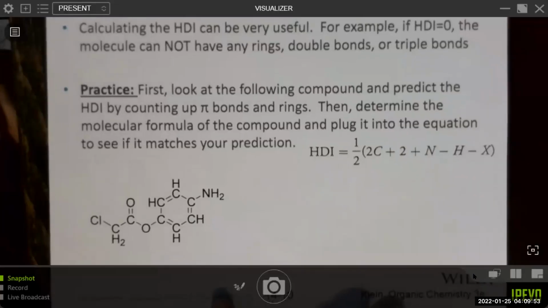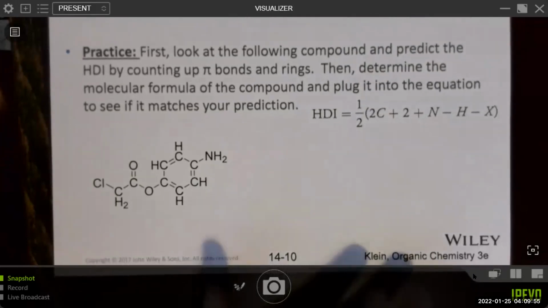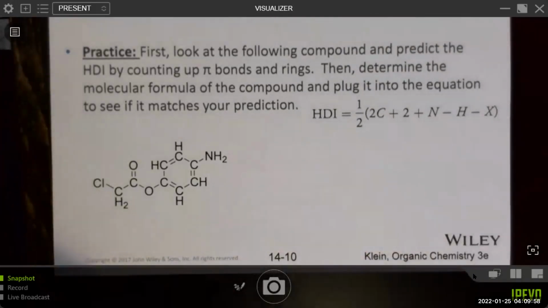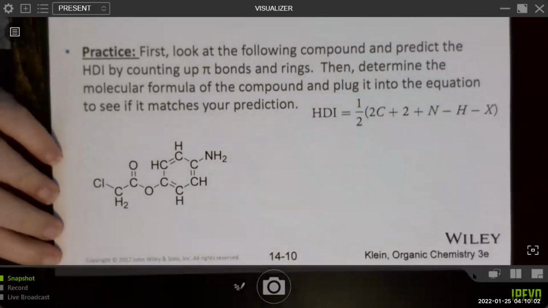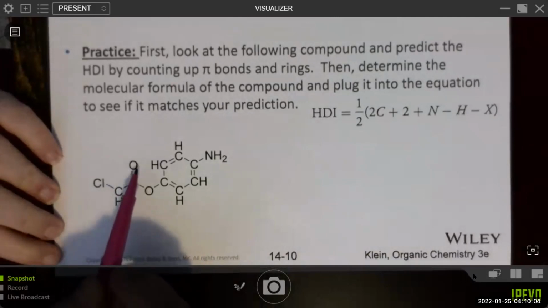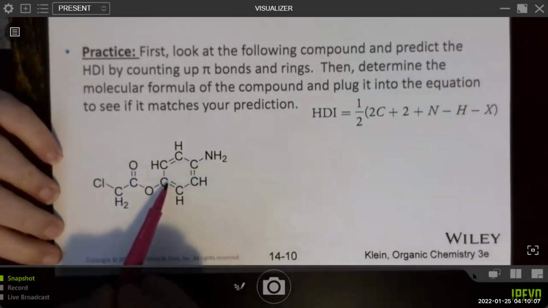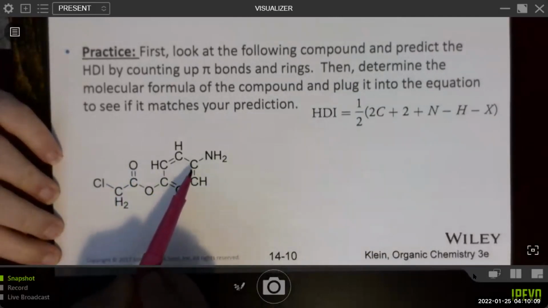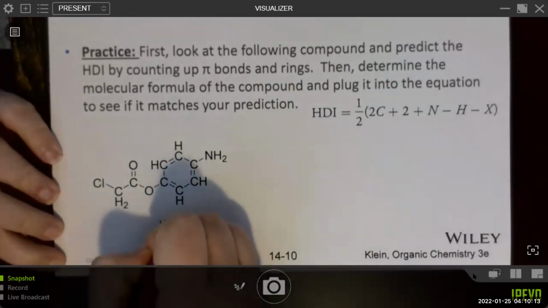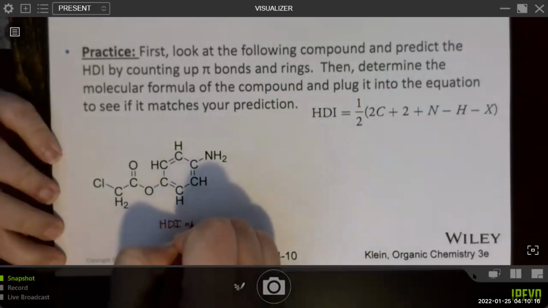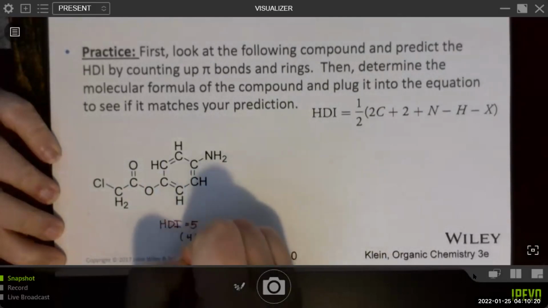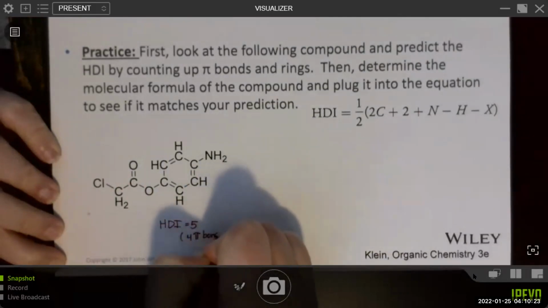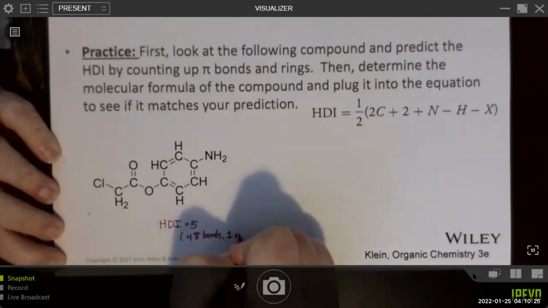Okay, let's go ahead and go over how to do this problem. So first, it wanted us to predict the HDI by just counting up pi bonds and rings. I see 1 pi bond here, second one here, third, fourth, and 1 ring. So I'm predicting an HDI of 5 because I saw 4 pi bonds and 1 ring in the structure.